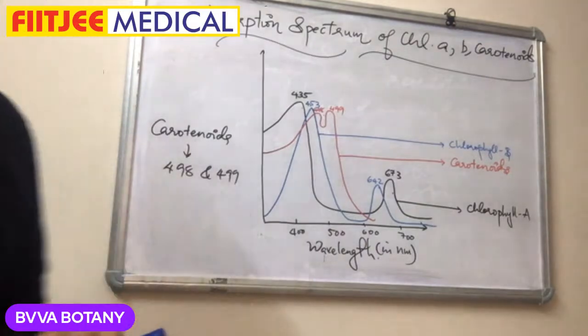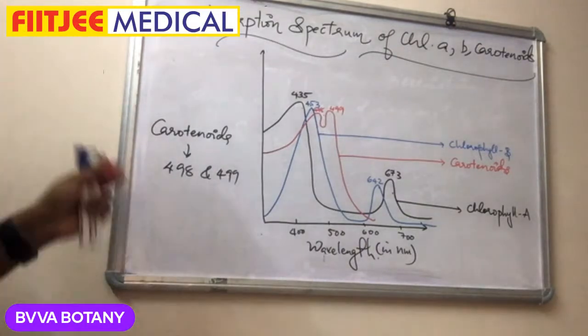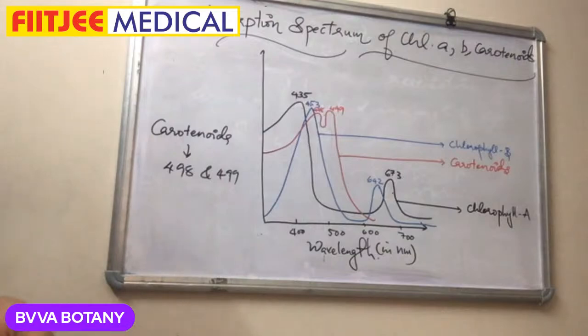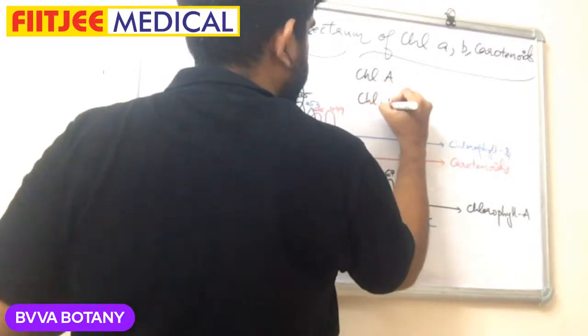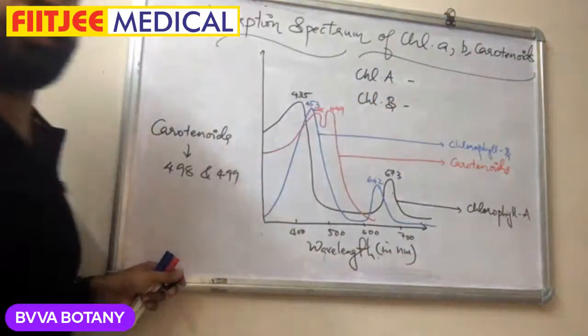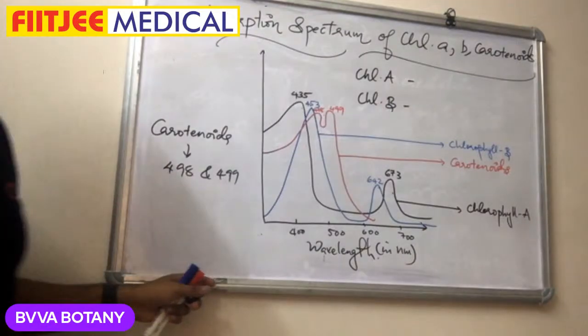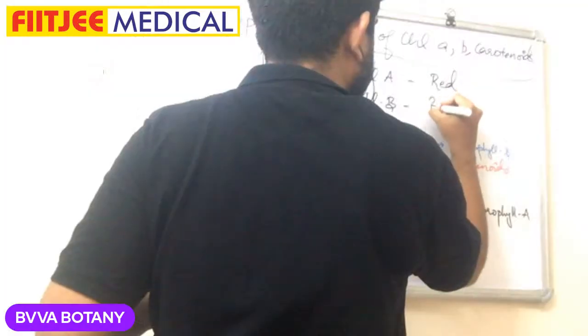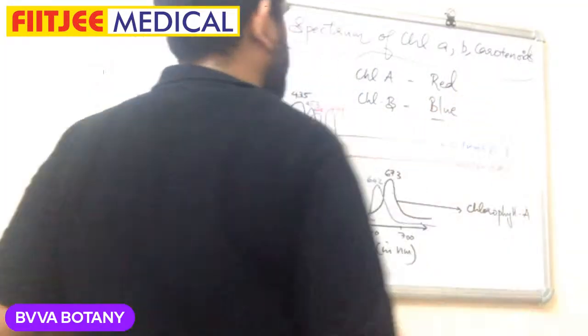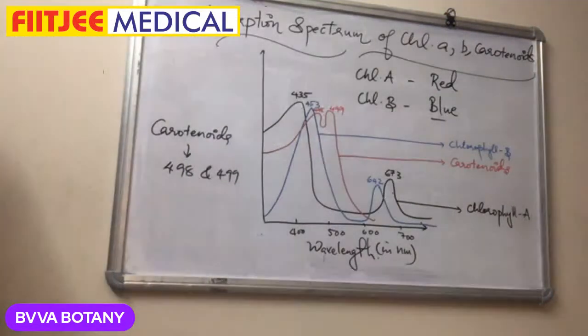Now after this we will point out, if you are comparing chlorophyll A and chlorophyll B, it was found that chlorophyll A has more absorption in the red region, and chlorophyll B has more absorption in the blue region. Now the next topic we move to is the action spectrum.